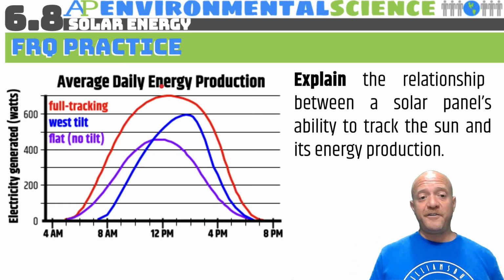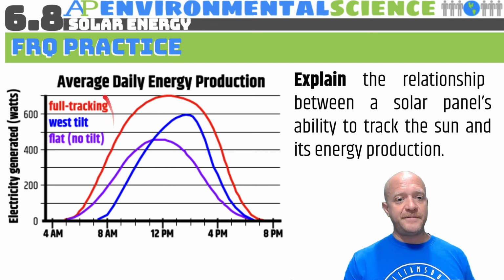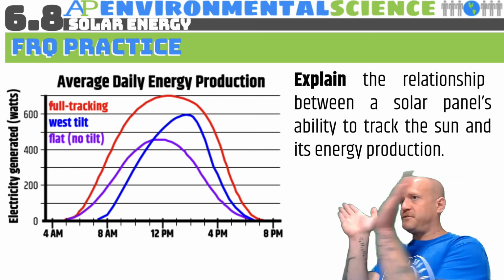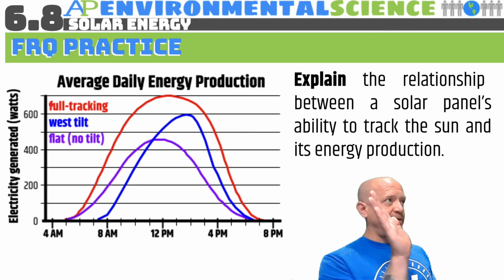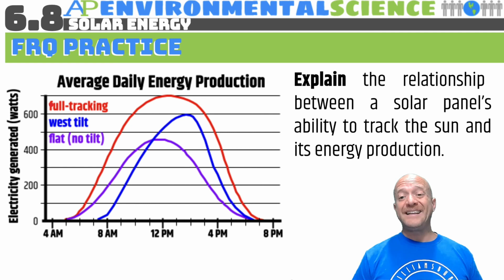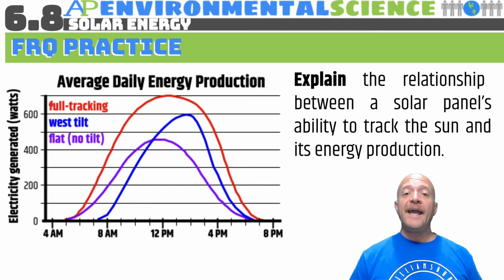So for FRQ practice, I just want to talk you through this. We have 3 different types. This is a graph showing the time of day and the amount of electricity generated. We have full tracking, we have a west tilt, and then we have a flat panel. So I want you to explain the relationship between a solar panel's ability to track the sun and its energy production.